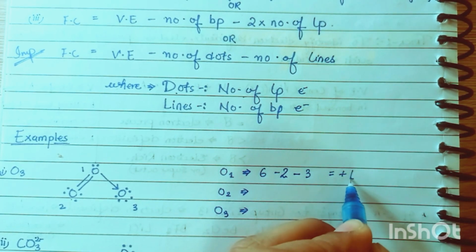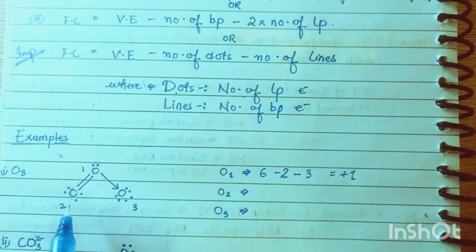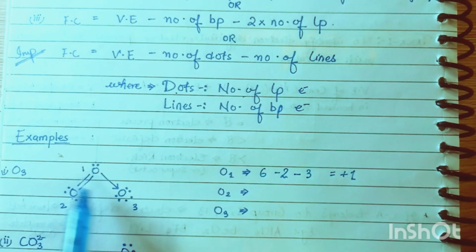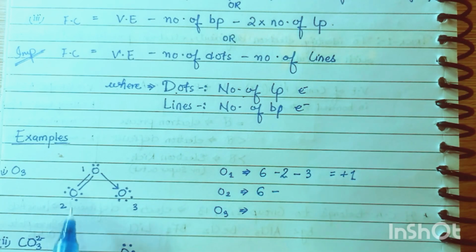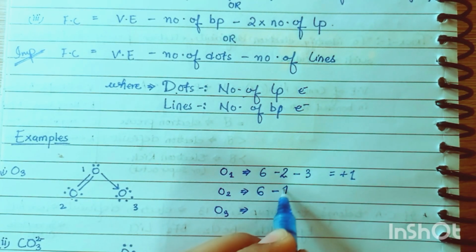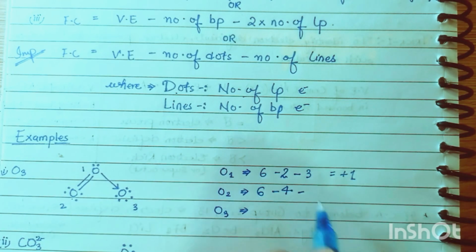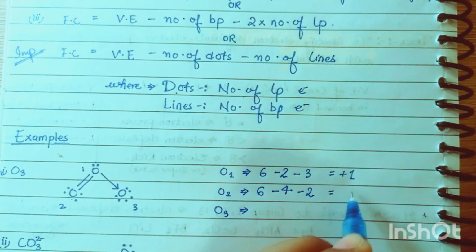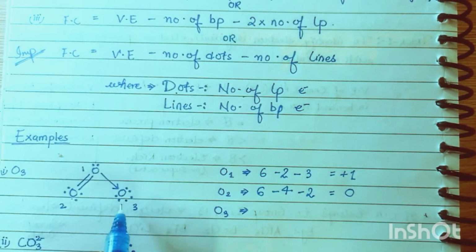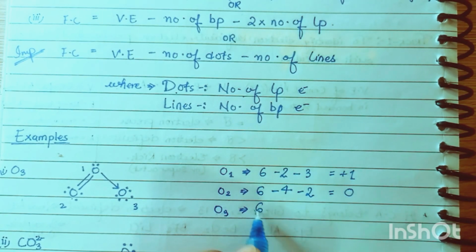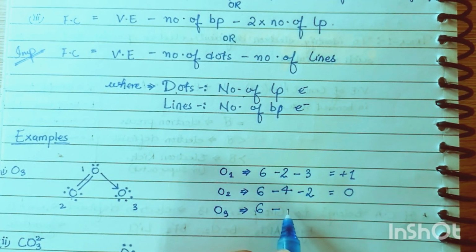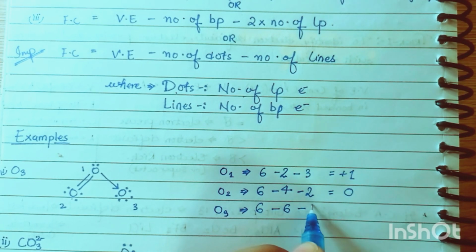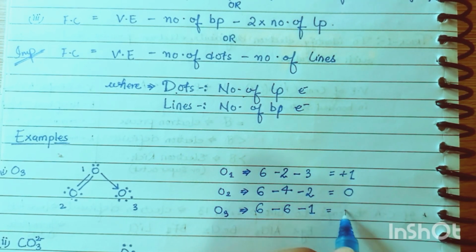plus 1. Oxygen 2: how many valence electrons? 6. Minus number of dots. How many dots? 4 dots. How many lines? 2. So, my dear students, the charge is 0. Oxygen 3: how many valence electrons? 6. How many dots are there? 1, 2, 3, 4, 5, 6. 6 dots. How many lines? 1 line. So it comes out to be -1.